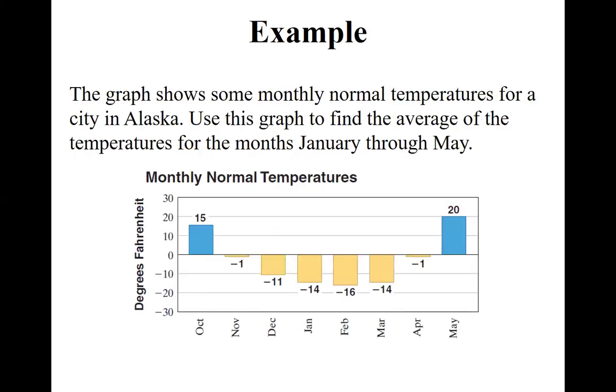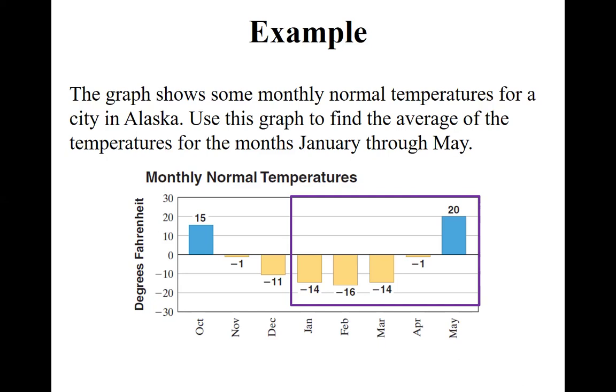This graph shows some monthly normal temperatures for a city in Alaska. Use this graph to find the average of the temperatures for the months January through May. Recall, to find an average, we add up the values and we divide by the number of values. Add them up and divide by how many there are. We are looking for January through May. We can ignore October, November, and December. That's 1, 2, 3, 4, 5 values. We're going to add them up and we're going to divide by 5.